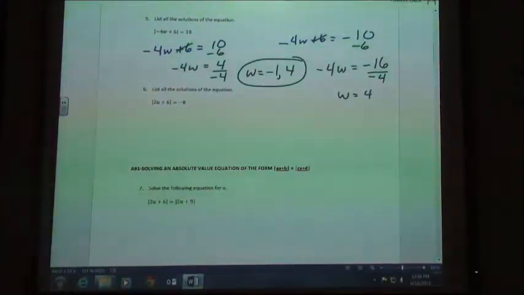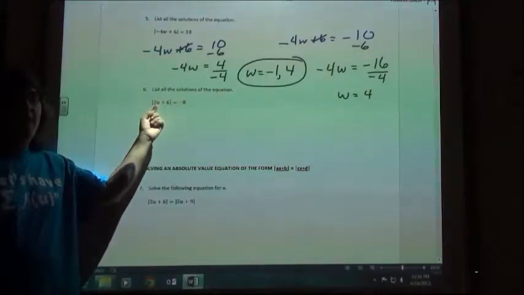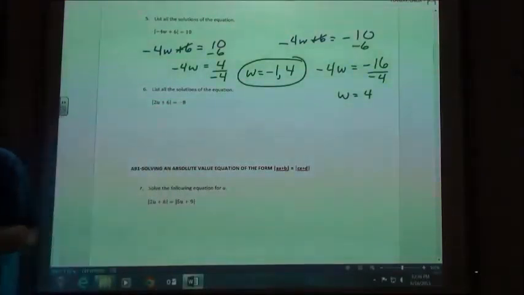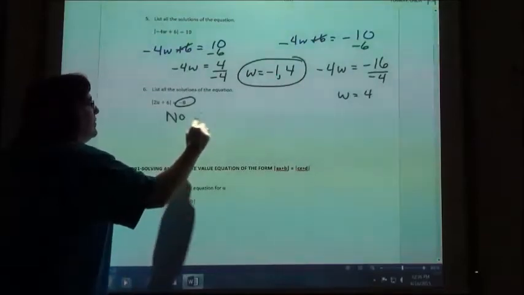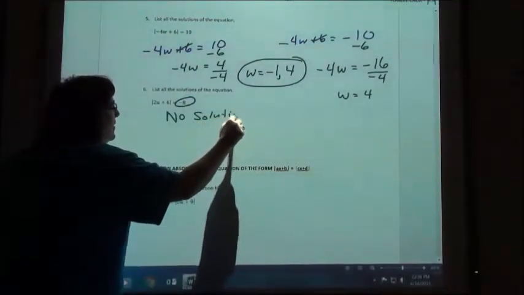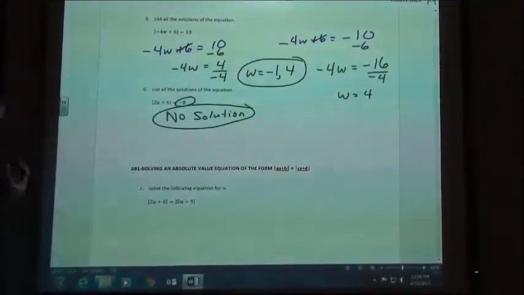Now number 6, you'll see that this absolute value equals -8. Hopefully right away you look at that and say, oh, my answer is going to be no solution because an absolute value can't equal a negative number. So if this is by itself and there's a negative over here, I'm just going to click on that little box that says no solution right away and there's no work to do.